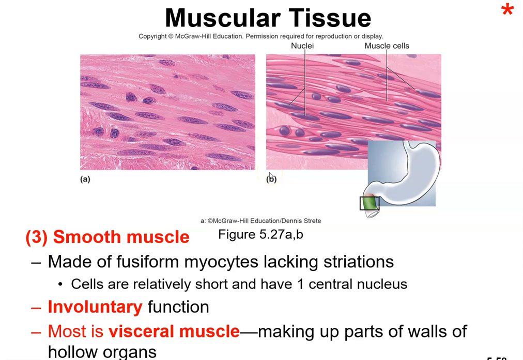So you can summarize those three types of muscle in a table format. The skeletal muscle is striated, has multiple nuclei, and its movement is voluntary. The cardiac muscle is striated, has only one nucleus per cell, but the movement is involuntary. The smooth muscle also has one nucleus per cell, also involuntary movement, but there is no striation.